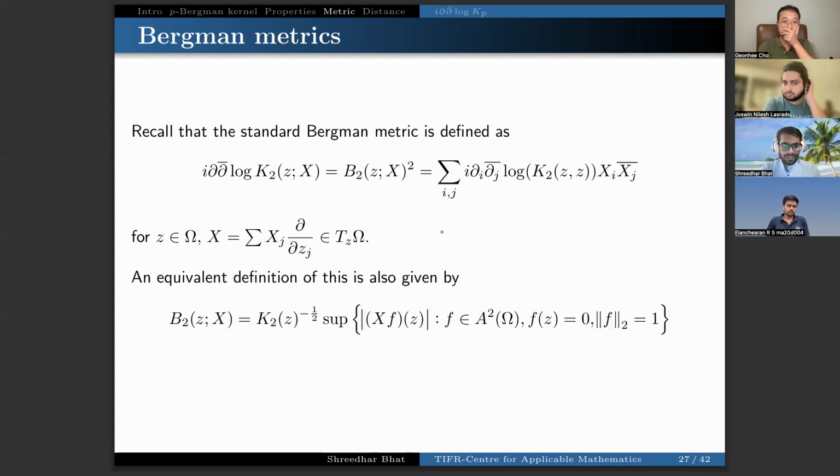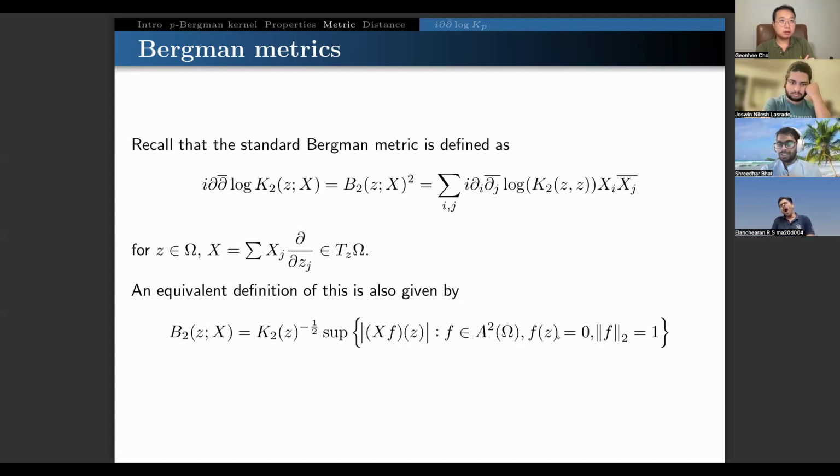But you can also define it. I don't think there is an i here. Yeah, this is probably a typo. An equivalent definition is using this supremum definition. So what you do is consider all the functions in A2 such that it vanishes at Z and its norm is 1. Now maximize over X acting on f evaluated at the point Z, take modulus and take the supremum. So this is an equivalent definition for the Bergman metric.